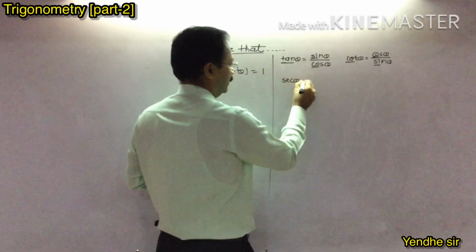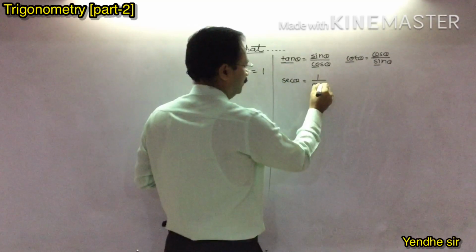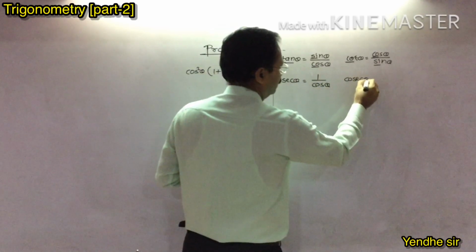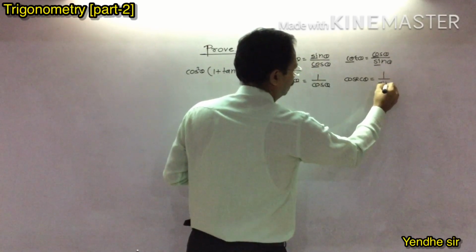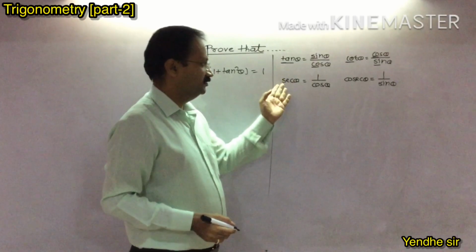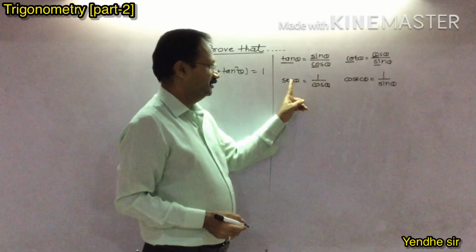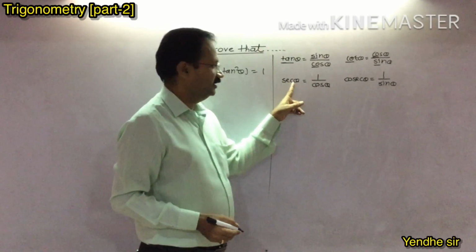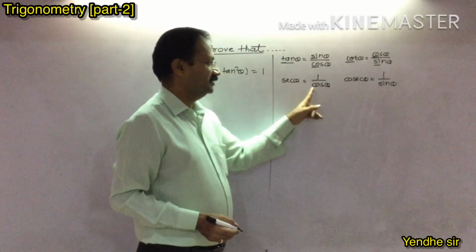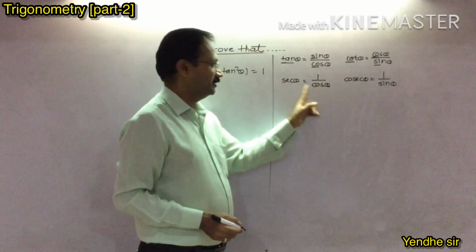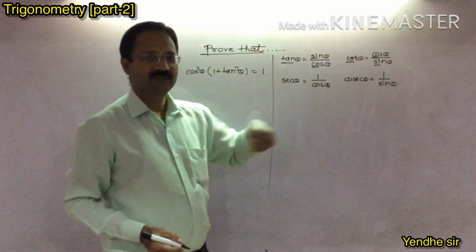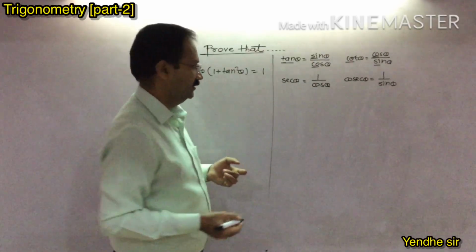Then sec theta equals 1 upon cos theta. Cosec theta equals 1 upon sin theta. Sec and cos: the spelling is reverse. For sec, the last letter is C, and it started with COS. 3 letters are there, 3 letters are there. So you can remember it very easily. And the remaining thing is cosec, which is related to sine.